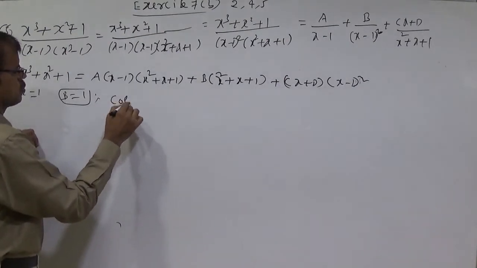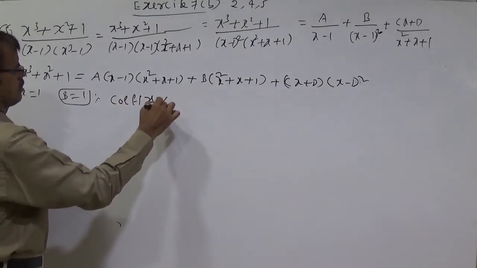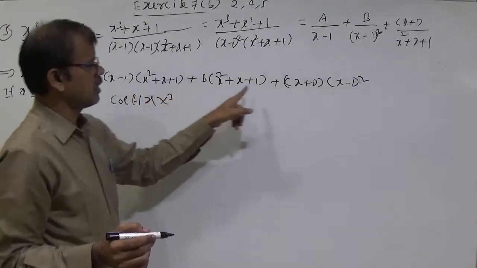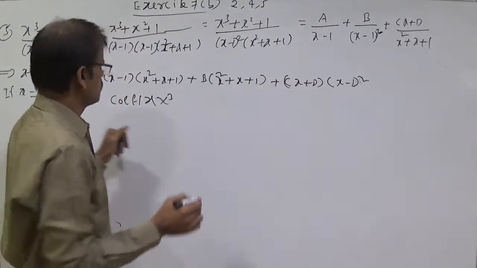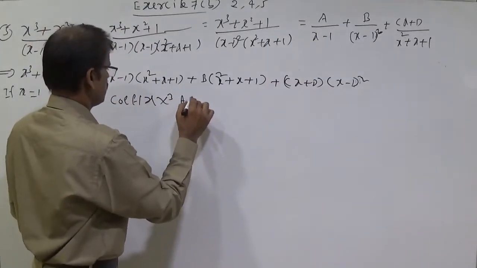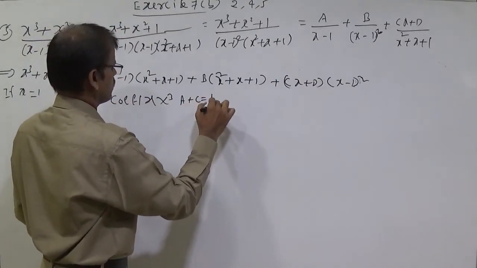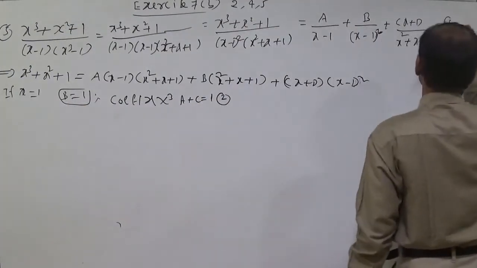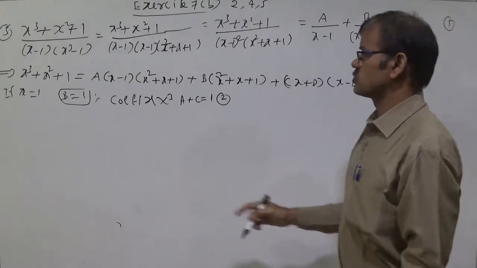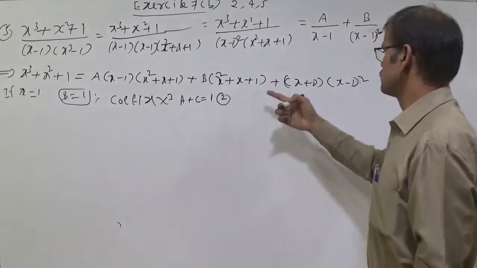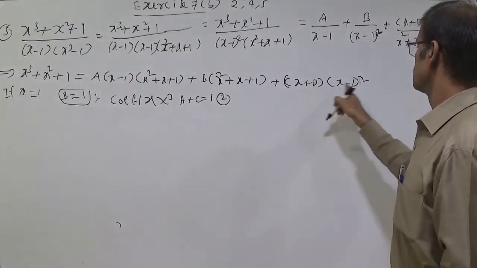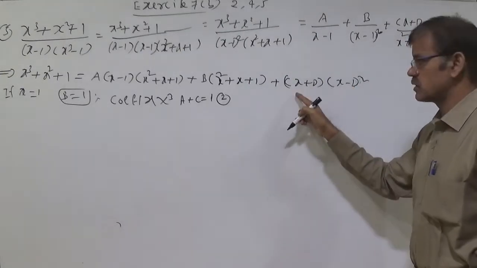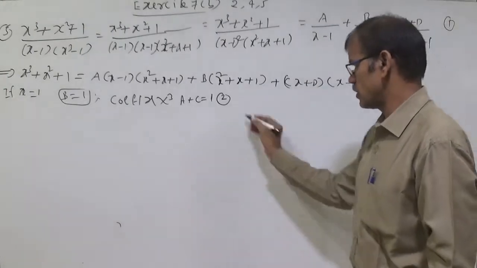Later, compare the coefficient of whatever the largest power is there. Coefficient of x cube: here it is 1, here it is A, and it is C. So A plus C is equal to 1. Let it be the second equation, since we are thinking of this as the first equation. See, this becomes x square minus 2x plus 1, x square into cx gives x cube, so A plus C is equal to 1, we have it.